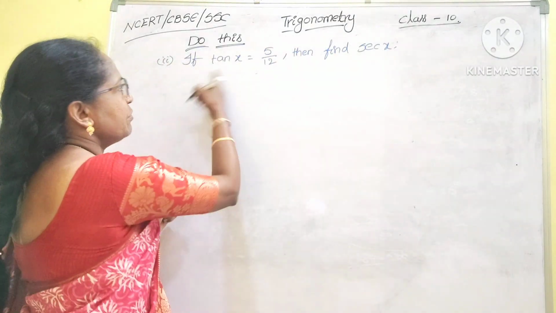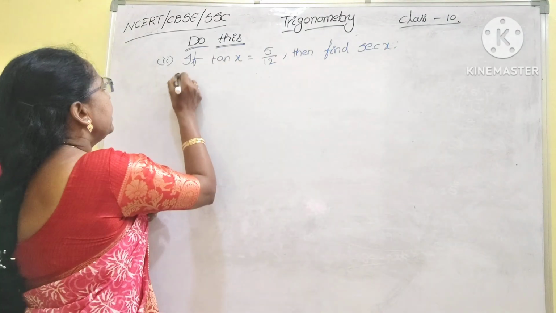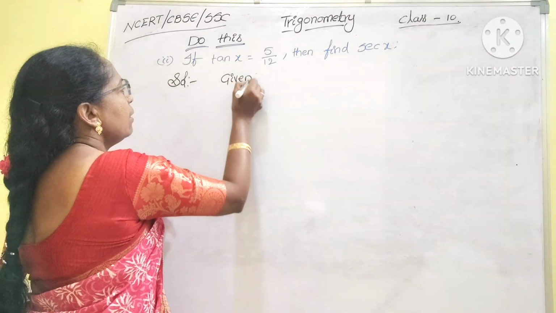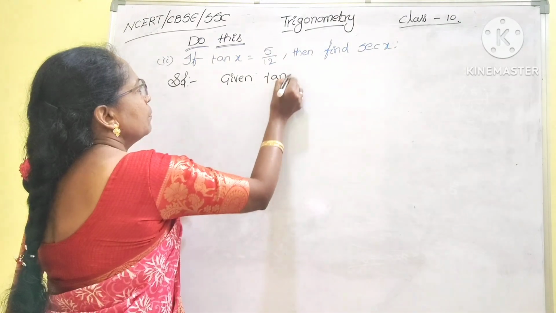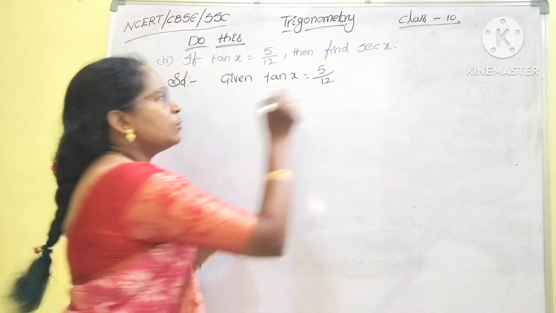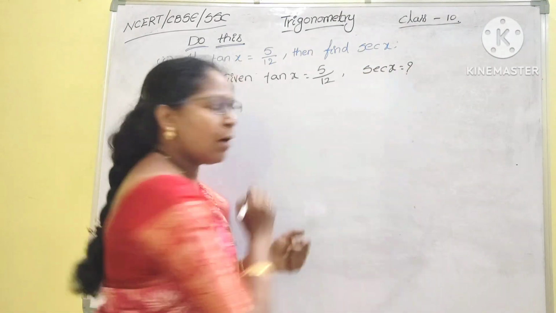Next one: if tan x equal to 5 by 12, then find secant x. Now first write down the given value. What is given here? Tan x equal to 5 by 12. Now you have to find out secant x. Secant x equal to how much?